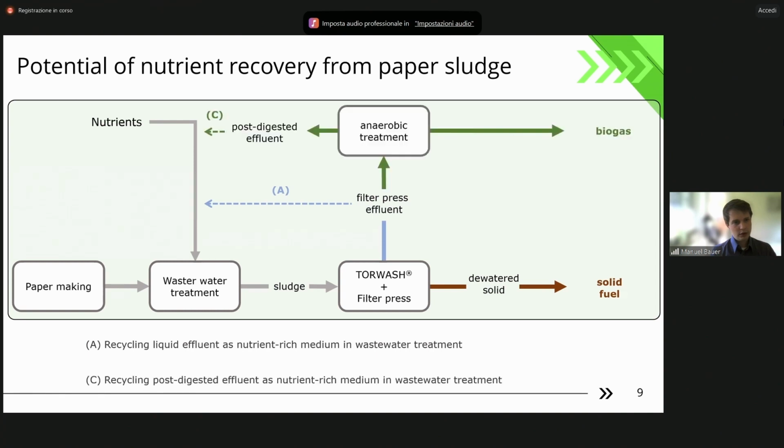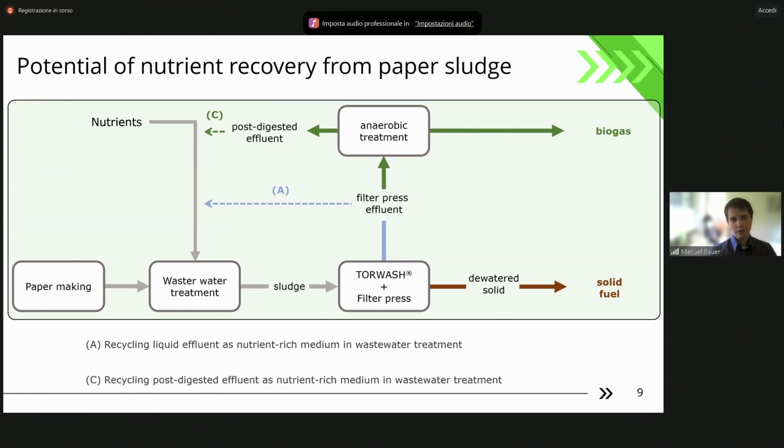Second possibility is the anaerobic treatment, as we heard before, and use the nutrients in the post-digested effluent for the wastewater treatment. Again, this would be interesting because a lot of nutrients are mineralized during the anaerobic digestion and a lot of the possibly harmful organics is decomposed. So maybe this would be an interesting path.